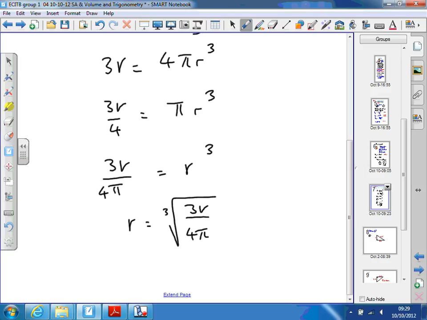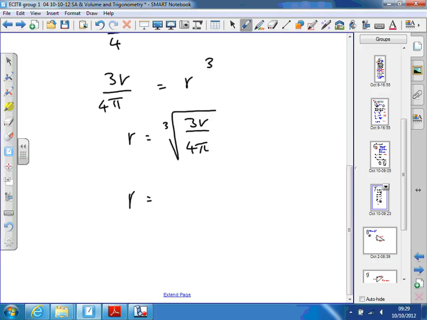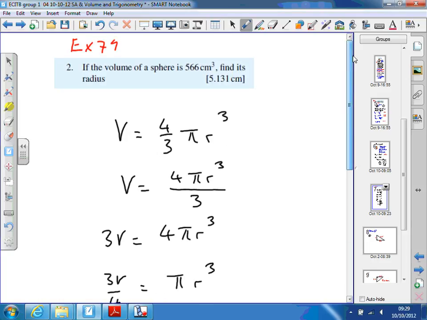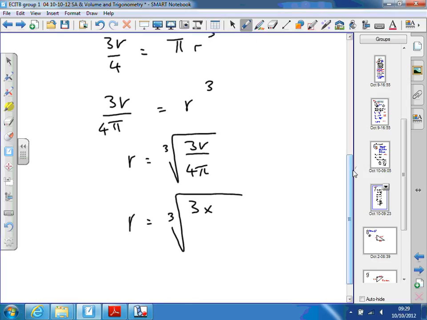So if I was doing this problem, I would rearrange the formula till it looked like that, then I'd put the numbers in. So now r equals the cube root of 3 times whatever the volume was, 566, over 4 times pi. And that's what I put into the calculator. I'd hit the cube root button, and then I'd hit the fraction button, so I got that, and then I'd put the numbers in. Try it, okay?